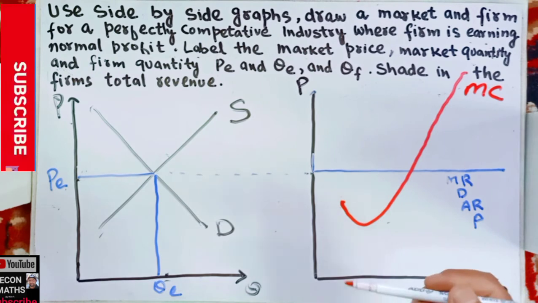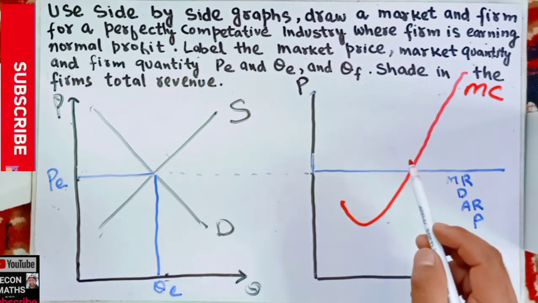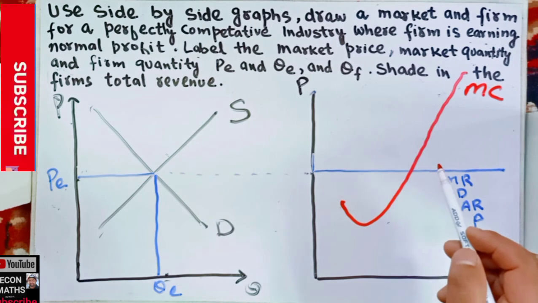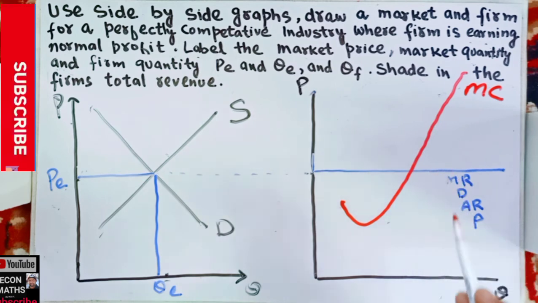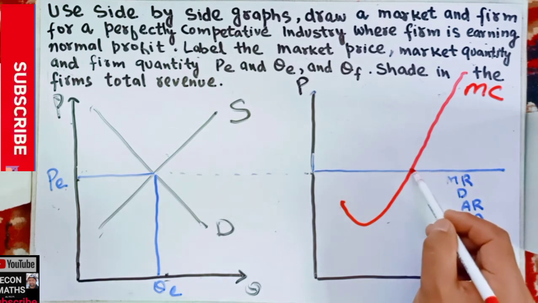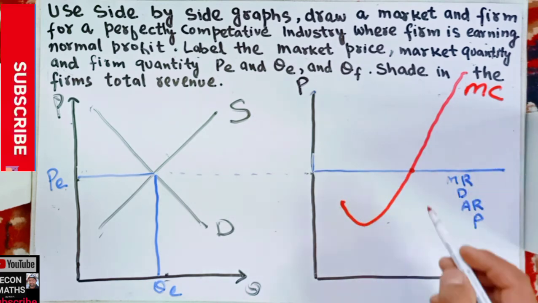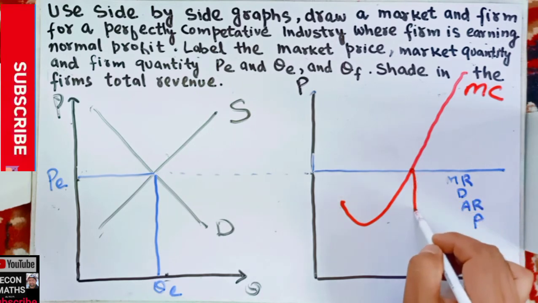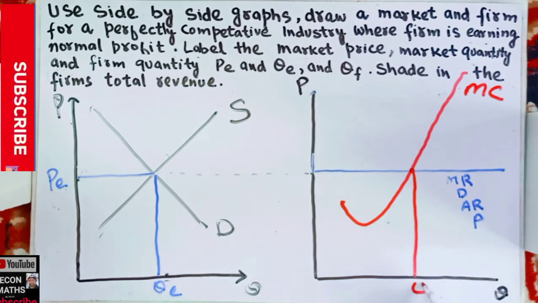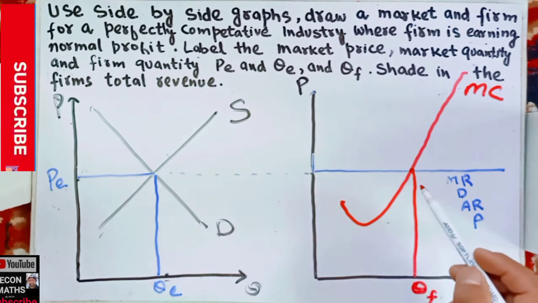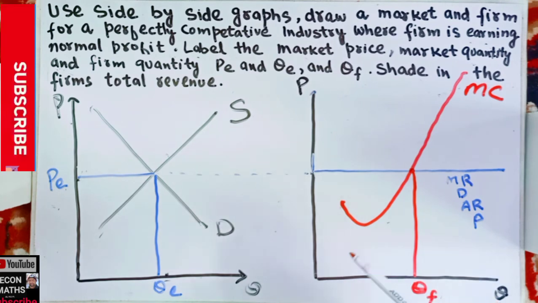Now, at the point where marginal revenue and marginal cost intersect each other, we mark the quantity. So this point is the intersection point of marginal revenue and marginal cost. We take this as the equilibrium quantity for the firm, so I will write QF. This will be the equilibrium quantity here, which is also the profit maximizing quantity in this case.